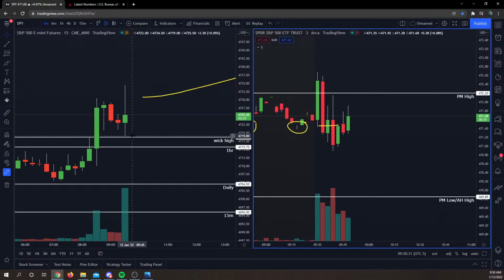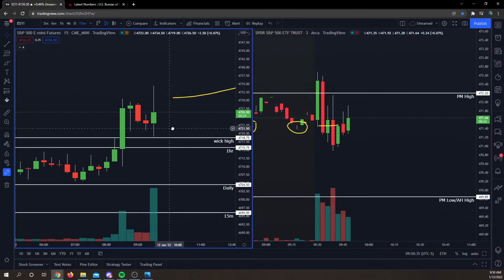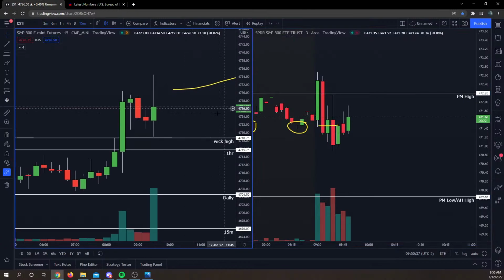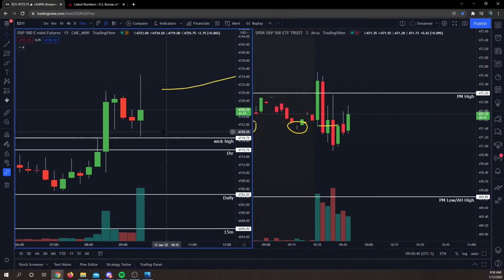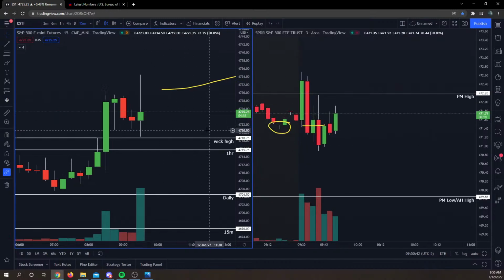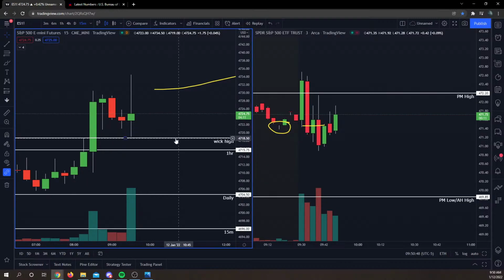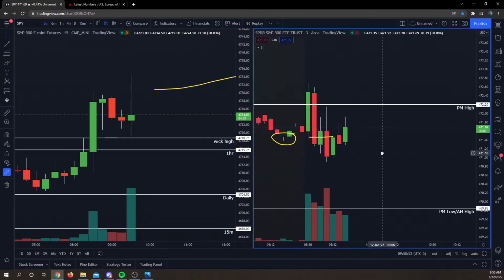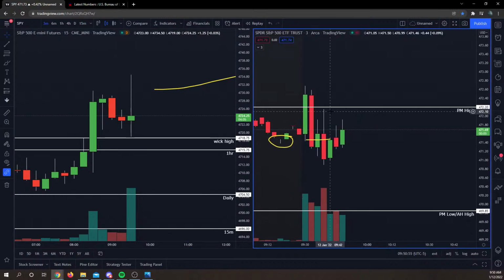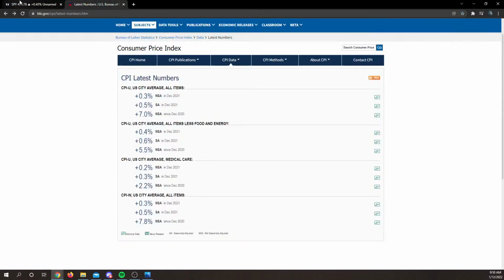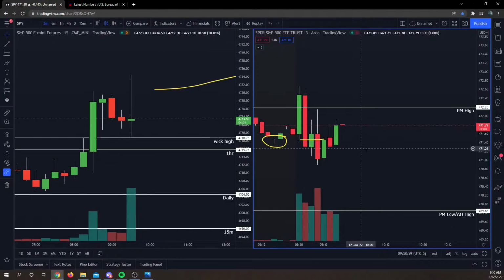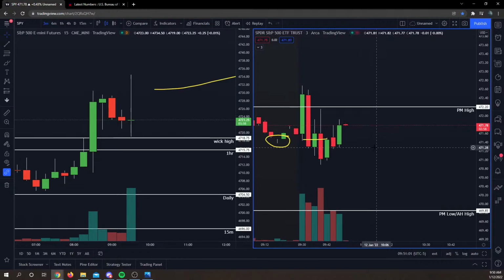We're about, what is this? 25 cents off of our E-mini futures support level on that wick high. Pretty good margin considering. $4,700. A 25-cent margin, not bad. CPI, not too hot.